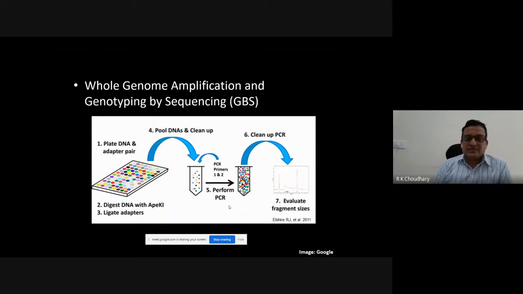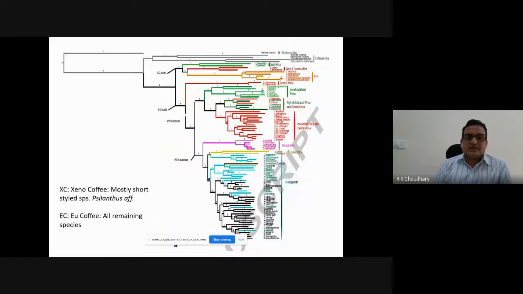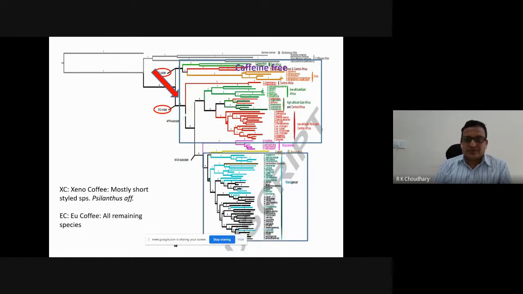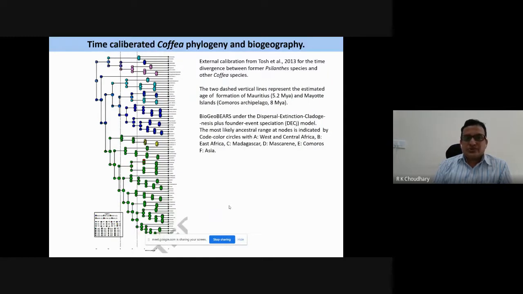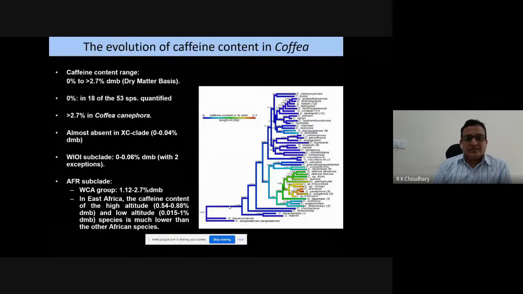Using the same GBS technique, using the same SNPs, they constructed a phylogenetic tree where they found two distinct clades called the xenoclade and the euclade. Interestingly, in almost 50% of the coffee species, you won't find caffeine at all. But caffeine is present in the rest of the 50% of species, mostly belonging to Madagascar. So they came up with this interesting observation, and they also described how this coffee genus evolved in the world, in which region and on which continent it started evolving, how the characters started changing, and how the caffeine content evolved in due course of time.